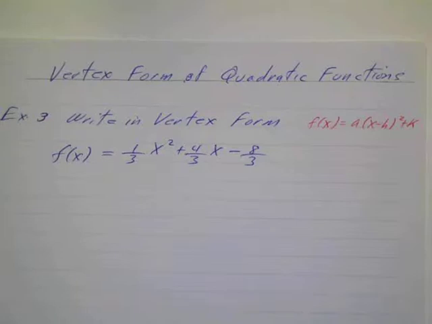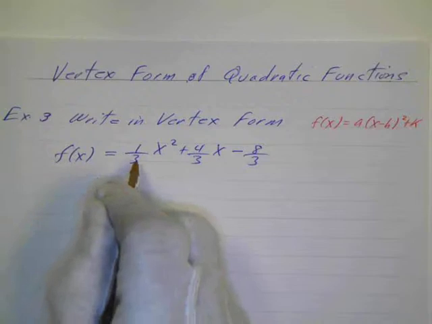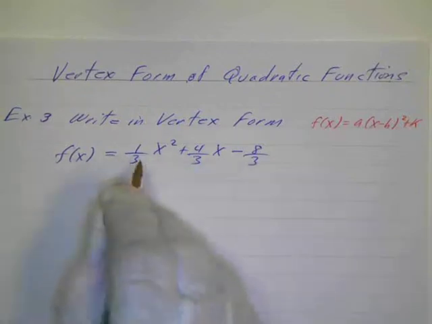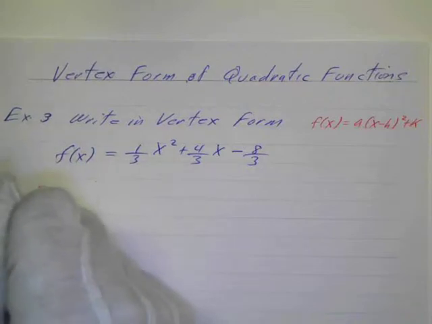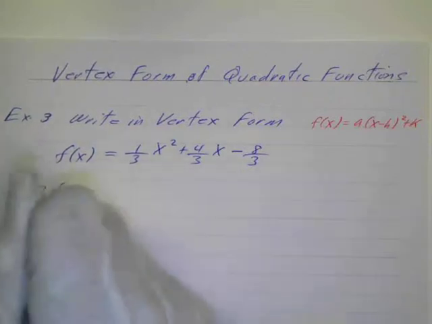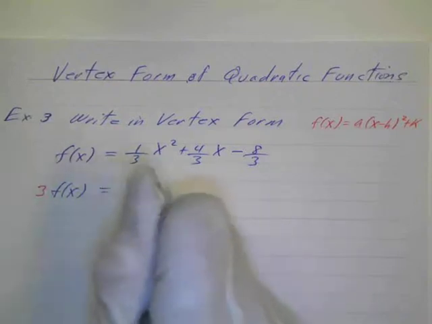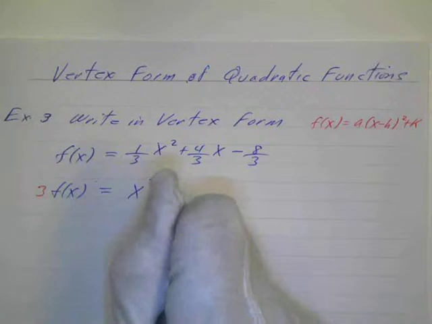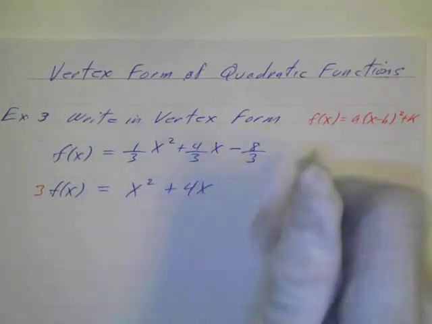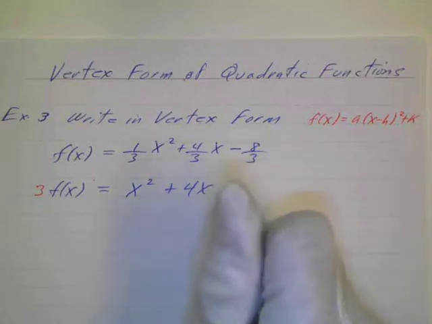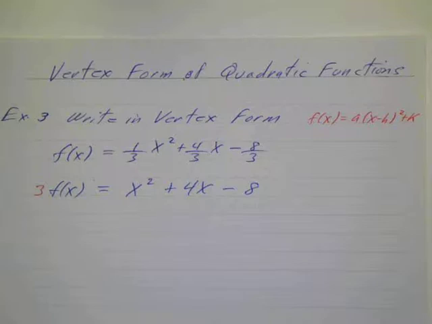So what I'm going to do is multiply everything by 3. And if we multiply everything by 3, then 1/3 times 3 is 1. So that's going to achieve the purpose of having just a 1 in front of the x squared. So 3 times f of x equals, and if I multiply this by 3, I'm just going to have 3/3, which is 1x squared, plus if I multiply that by 3, that just becomes 4x. If I multiply this by 3, it's going to be negative 8. So that gets rid of all those fractions.